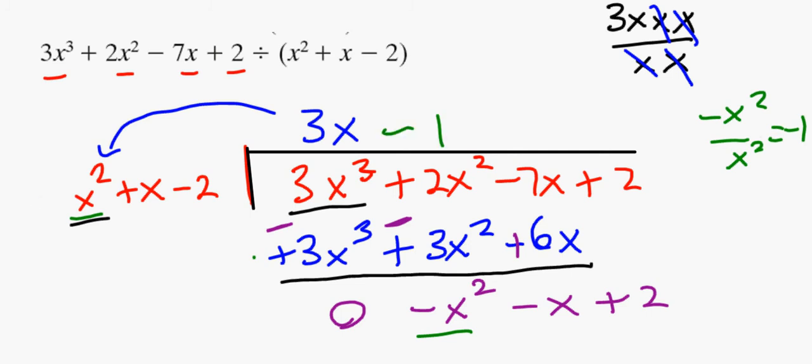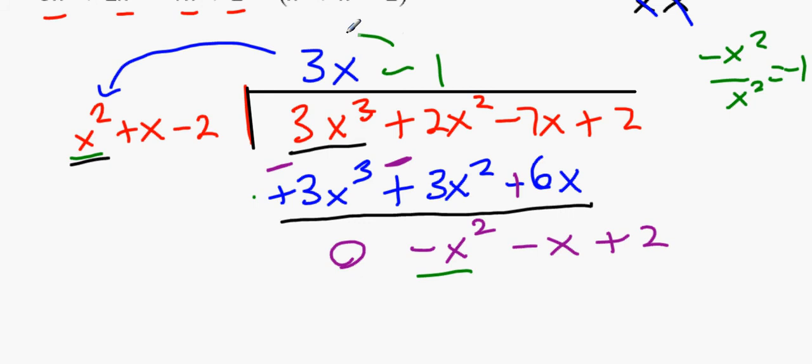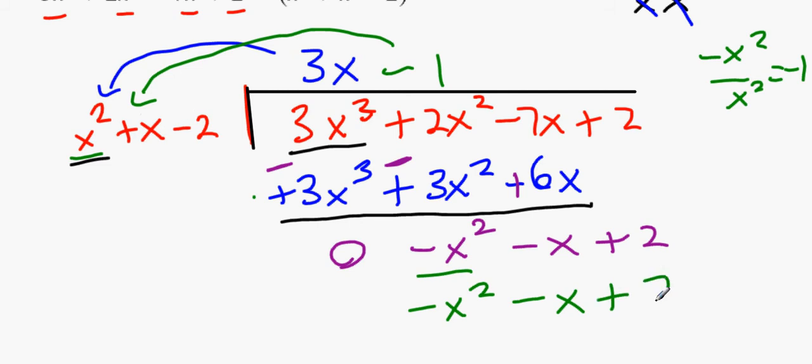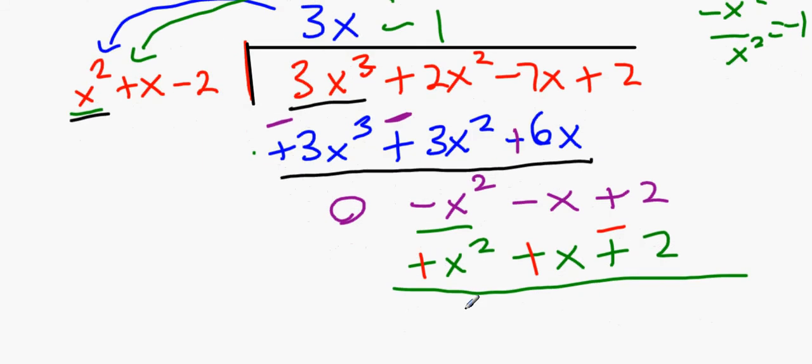And now you're going to multiply minus 1 by everything in here. So minus 1 times x squared is minus x squared, minus 1 times x is minus x, and minus 1 times minus 2 is plus 2. Write down your line. Now you got to come across, change the signs. That's going to be a plus, plus, and this one here is going to be a minus, and what you realize next is that's going to be 0, that's going to be 0, and that's going to be 0. So the answer is 3x minus 1.